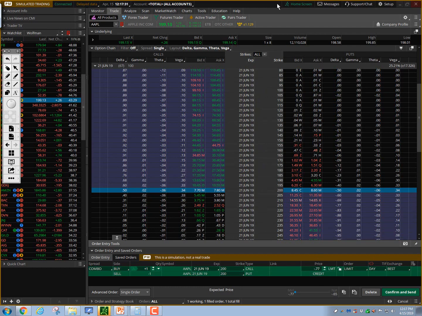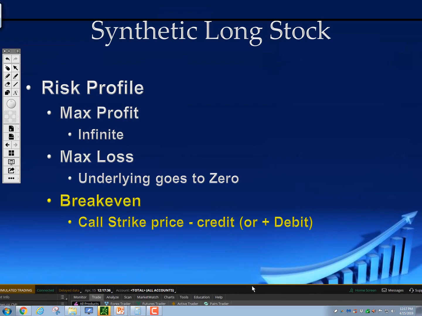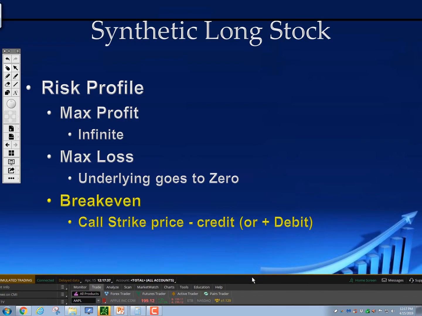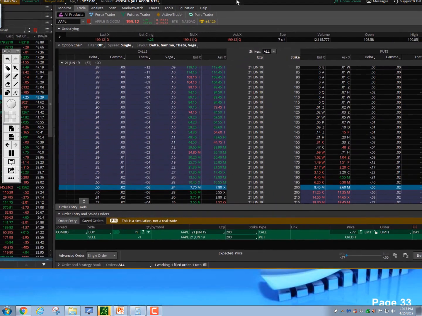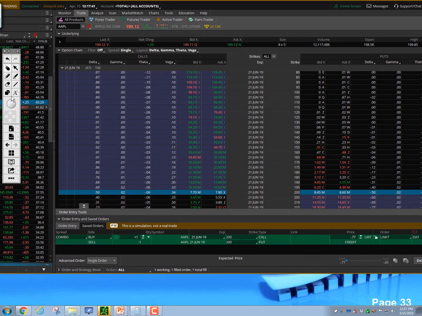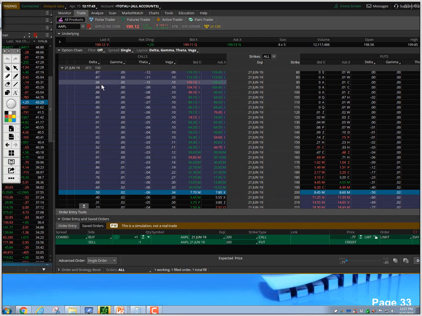We talked about this, that if we have it, our break even is our call strike price minus the credit received. So we've got $200 right here. So we've got the $200 call, and it really doesn't matter because we're using the same calls and puts, right? But we've got the $200 call, and we're paying a 77-cent credit. So we subtract that 77 cents out of here.